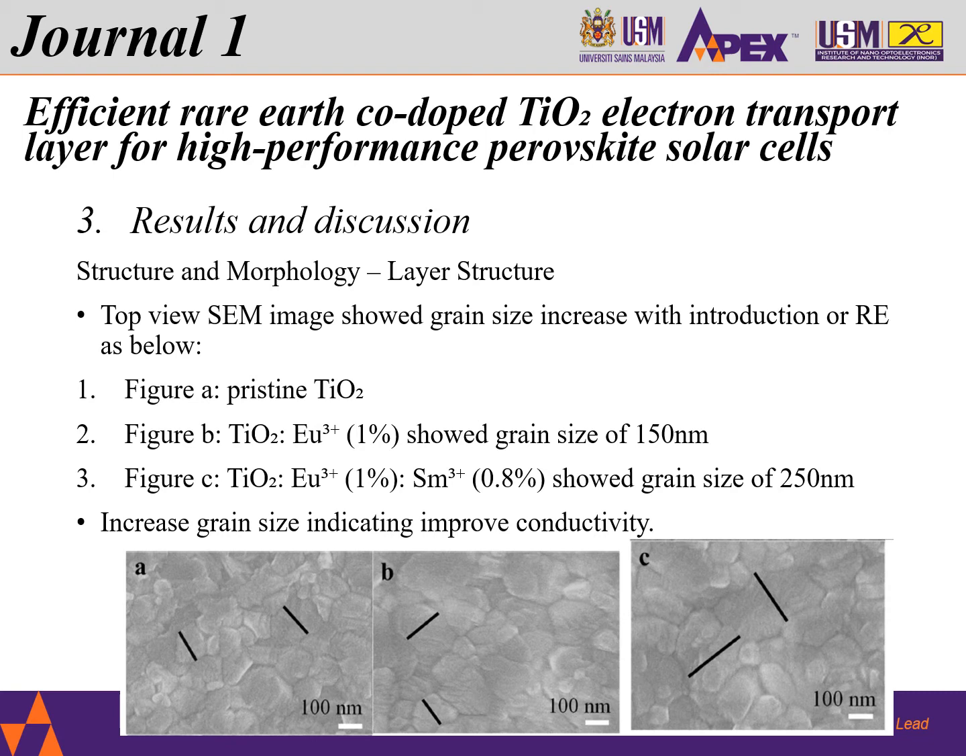So figure A indicates the one without doping. Figure B shows the one with only EU without SM, and a grain size of 150 nanometer. And figure C is the one with EU and SM with 0.8% concentration, which shows a grain size of 250 nanometer. So this increase of grain size actually shows the improved conductivity of the device.